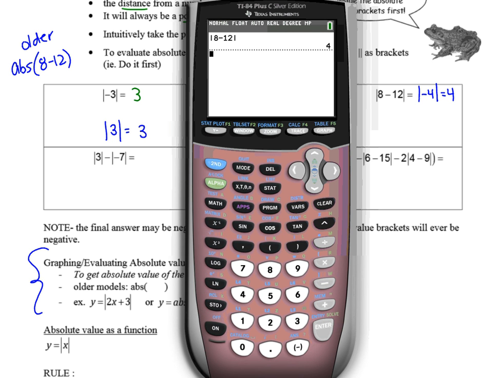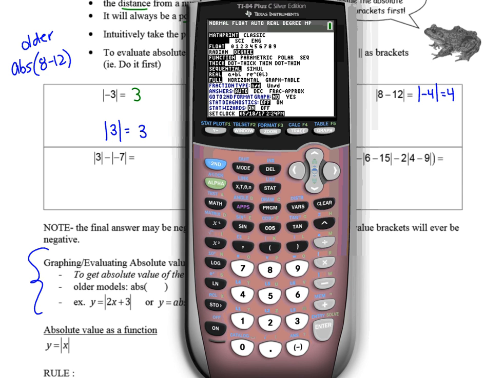If you lose anything in your calculator, there is a catalog. Do you know where the catalog is? Take a look. Where's the word catalog? Second 0. It's the very first one because it's alphabetical. So that's nice. If you forget where to find absolute value, you can always look in your catalog at all the different things it can do. So anyways, let's look at this guy.